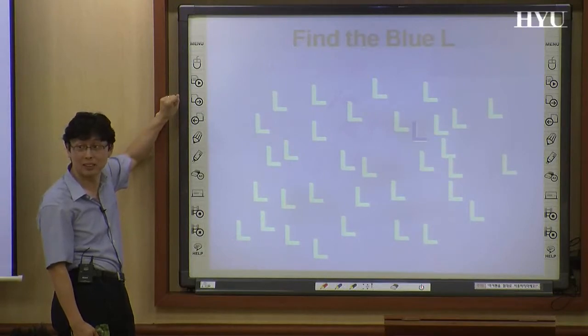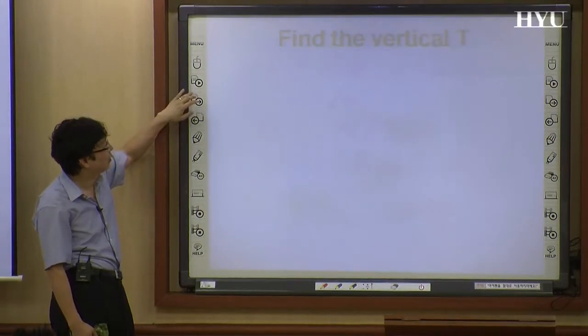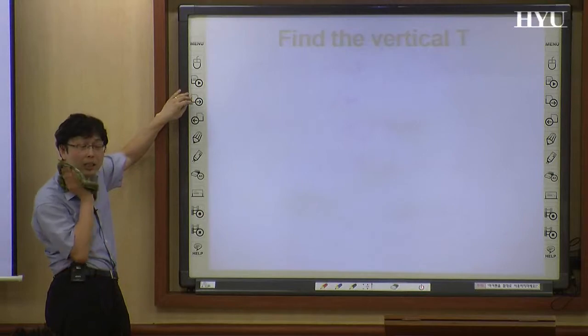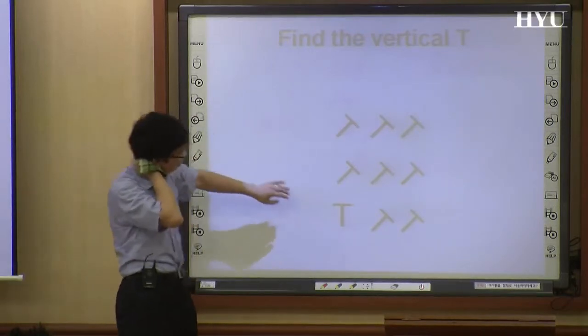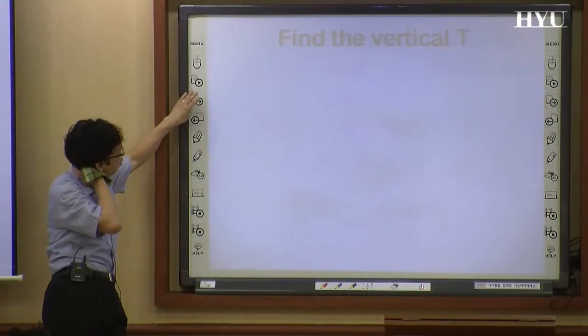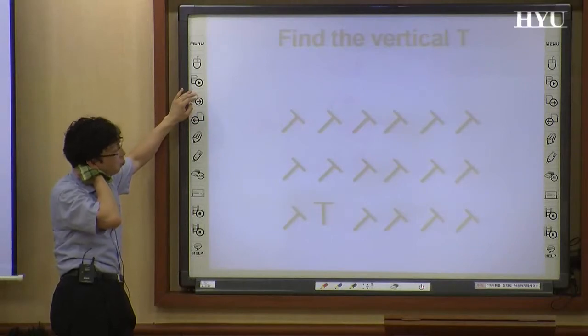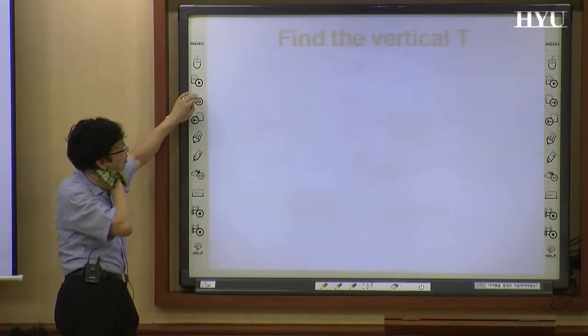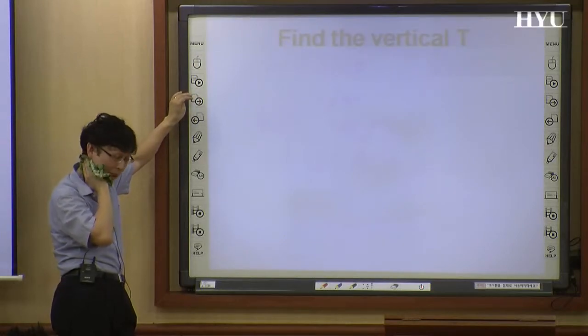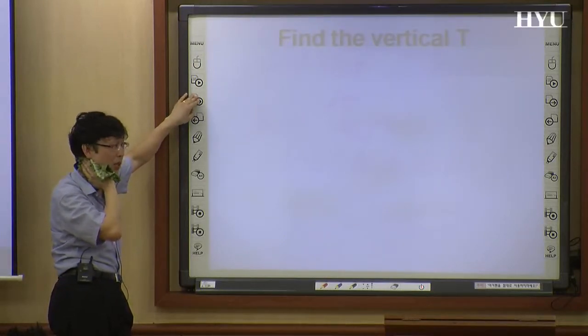Same as? Similar? Okay. Now it's vertical T. Okay, we can find it easily in here, right? When we double the information, the same way, but now it's vertical T. We have 9 pieces of information.